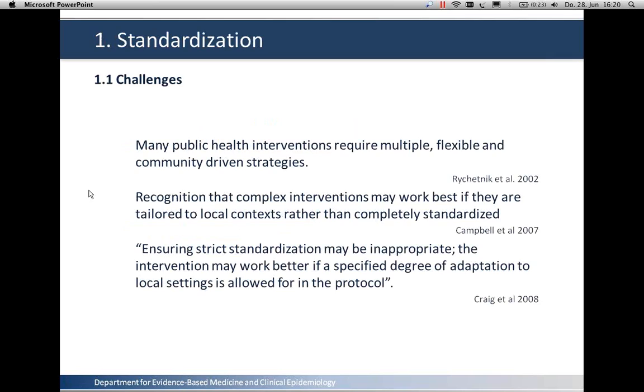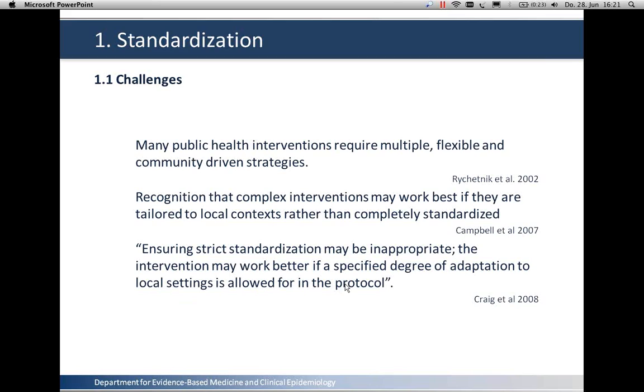What are the challenges of standardization in the workplace, also in health promotion? As I told before, many public health interventions require multiple and flexible and community-driven strategies. This means that they are adapted to the target group and also to the context in which they take place. And there is a recognition that this is necessary, that these interventions are adapted to the local context.